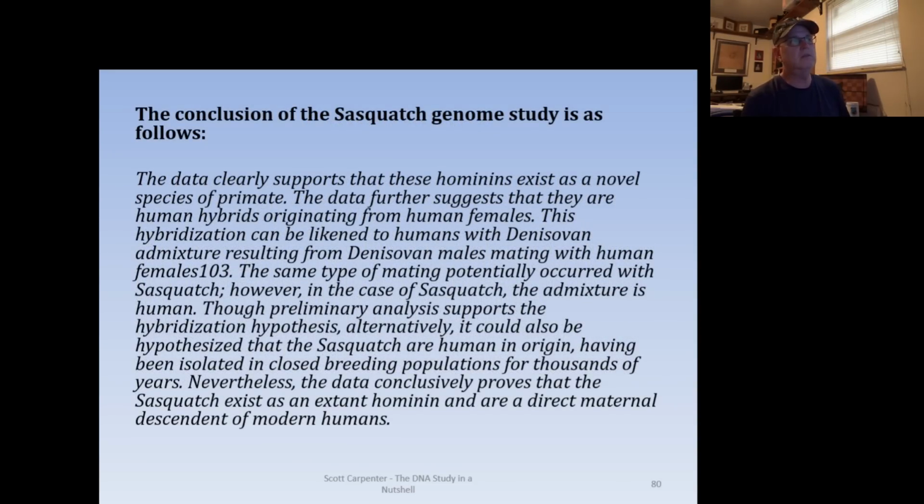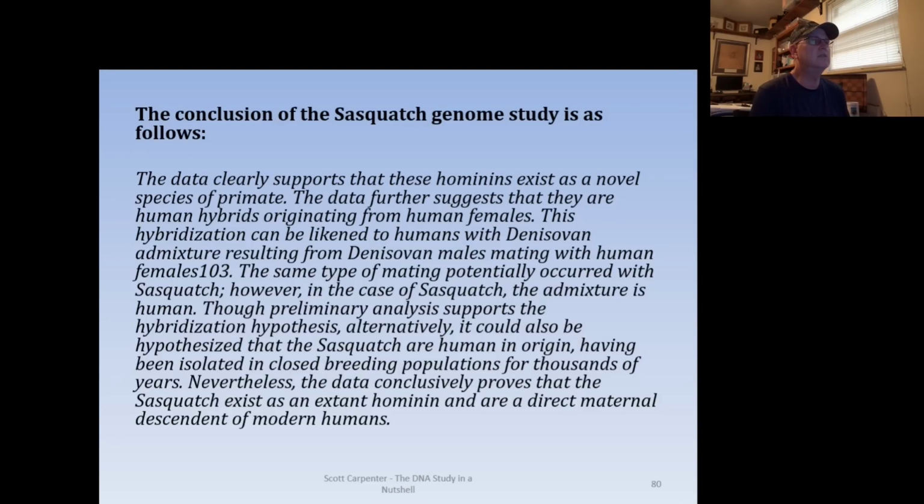Here's the conclusion from the Sasquatch genome study itself. The data clearly supports that these hominids exist as a novel species of primate. Novel means unknown or undiscovered. The data further suggests that they are human hybrids originating from human females. This hybridization can be linked to humans with Denisovan admixture resulting from Denisovan males mating with human females. I don't know where I got the O3 from. The same type of mating potentially occurred with Sasquatch.